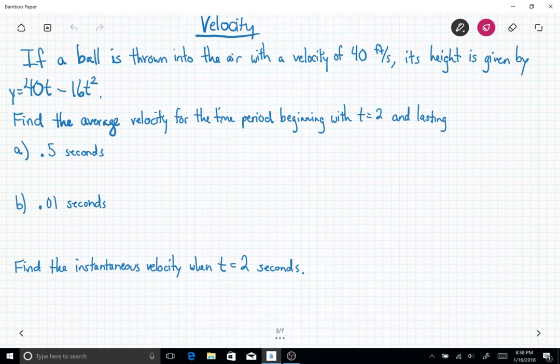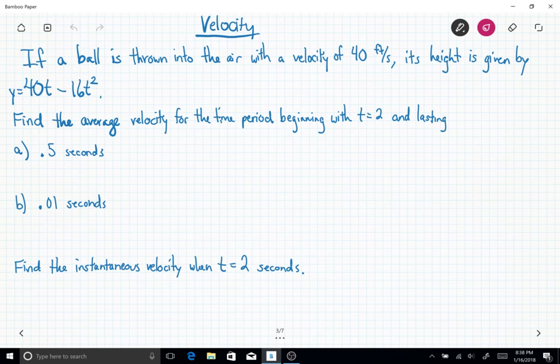Okay, so now we'll get into this velocity idea, in particular average velocity. So you have this ball thrown into the air with a velocity of 40 feet per second. Its height is given by y equals 40t minus 16t squared. And so we're talking acceleration due to gravity and things like that we have to get involved to create that equation. We're going to learn how to do that a little bit later.